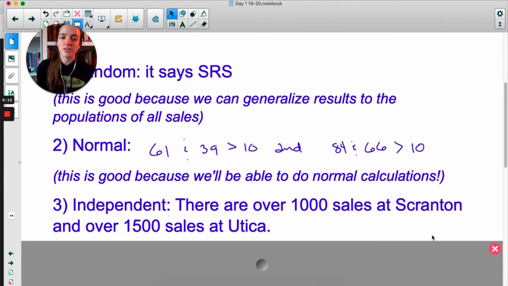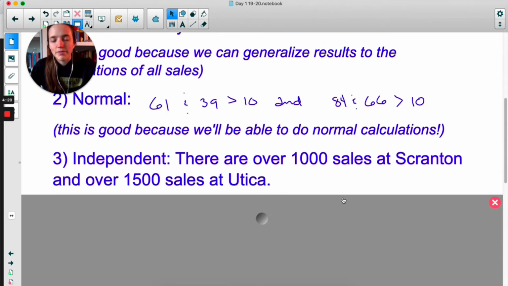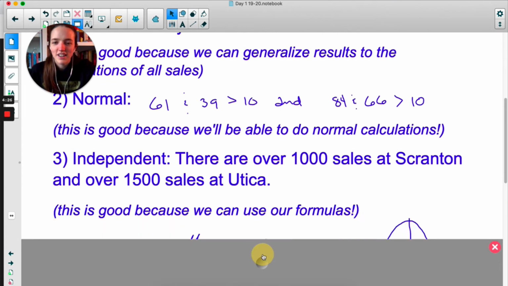There are over 1,000 sales at Scranton and over 1,500 sales at Utica. They said in the problem, I think it was like 2,000 sales a week. I said in the problem. I completely made this up. It's 100% me. All right, and this is good because we can use our formulas.